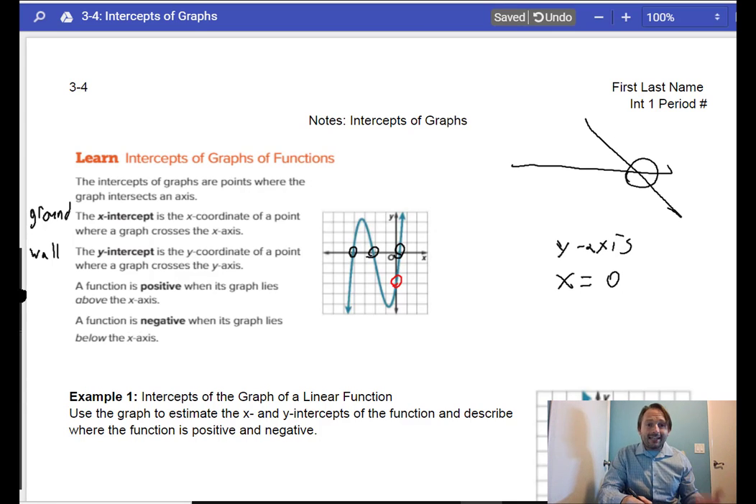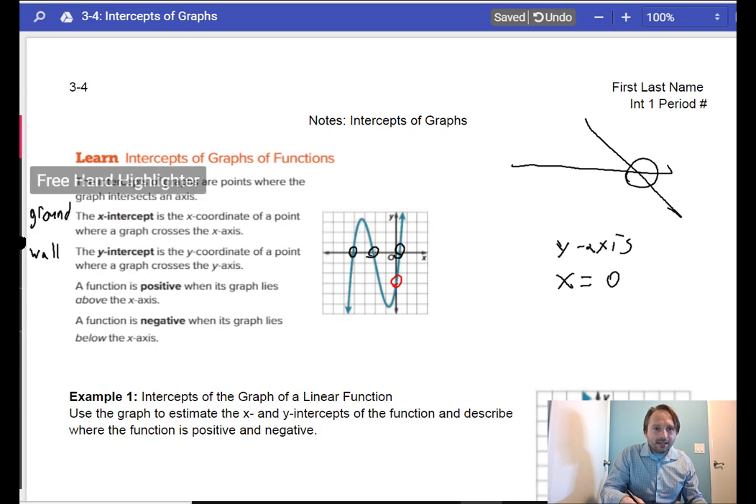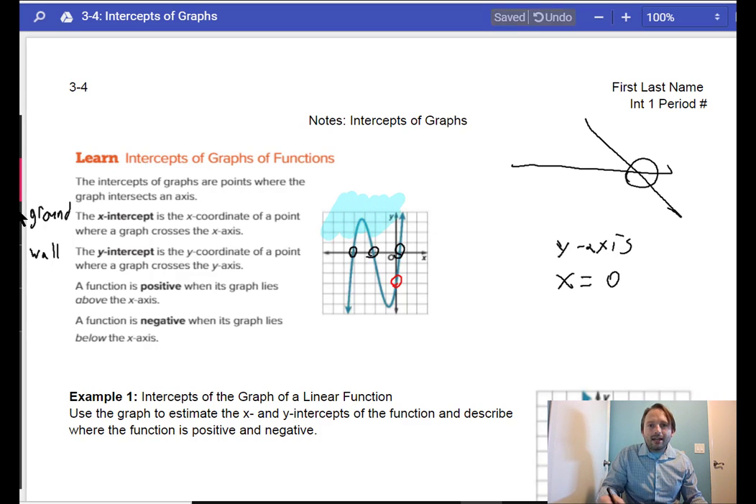Now, at any point, if the function is positive, that means it's above. So that would be, let's use the highlight, the markup, I guess, the freehand highlight. So that would be like anything above. Anything above would be positive. Now, anything below the x-axis would be negative. The function is positive when it's above the x-axis. The function is negative when it's below the x-axis. All right, let's go on.